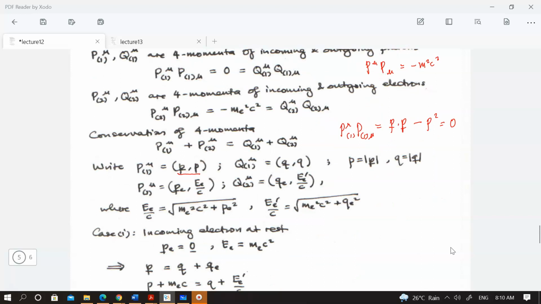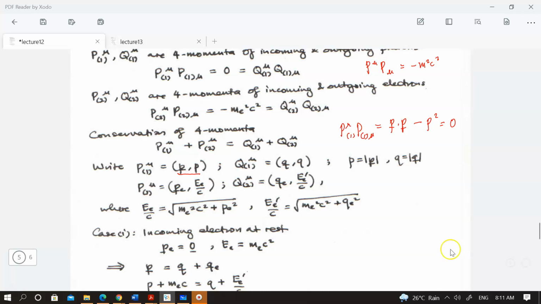The other thing is about the electron. Here we give the symbol P_e for the three-momentum, and Q_e for the one after the collision. For the fourth component, we write the relativistic energy, E divided by c, and to differentiate the one after the collision, we just add a dash.